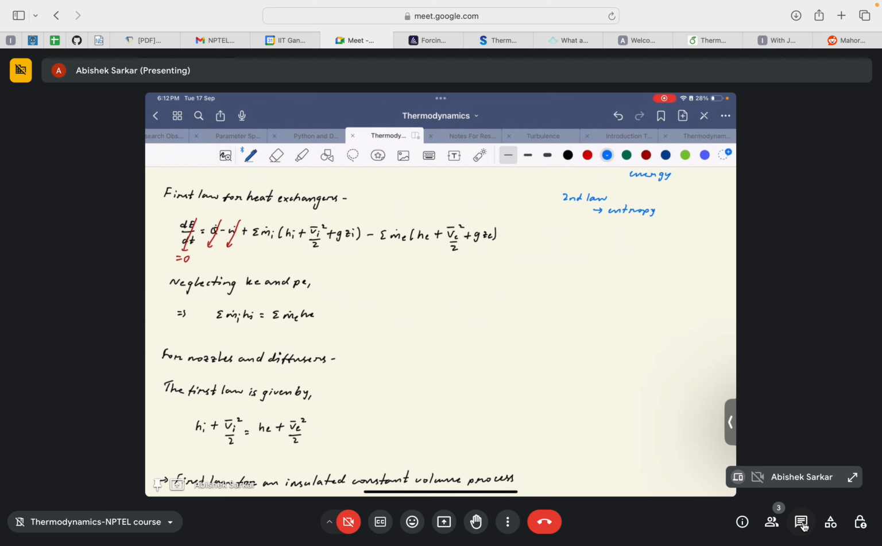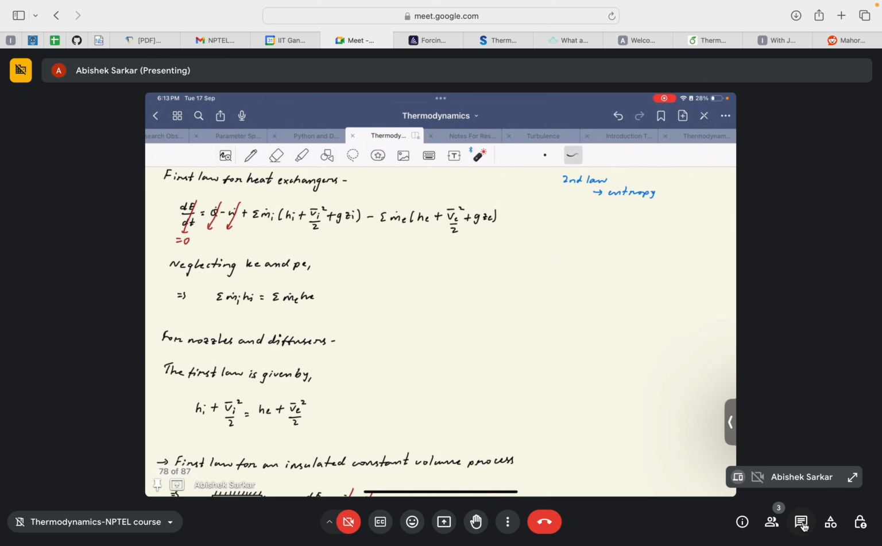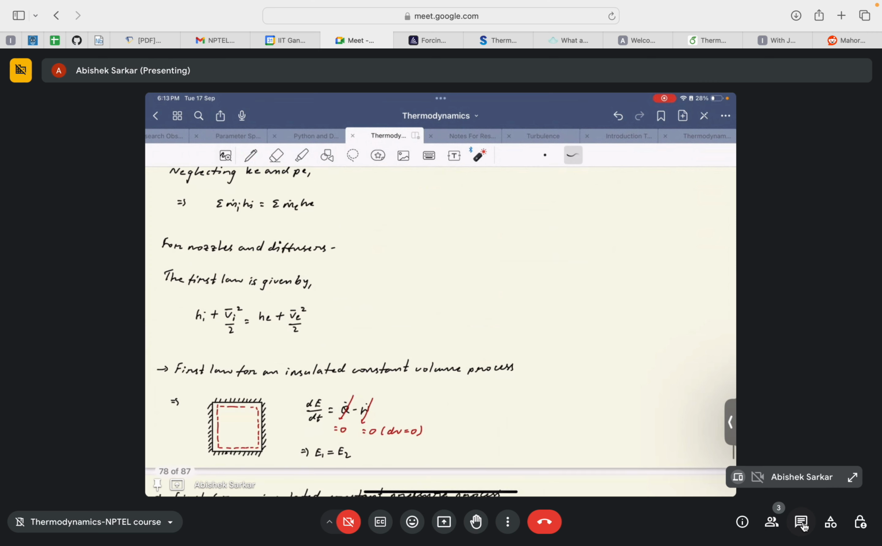So we briefly go through the first law of thermodynamics just as a recapitulation, to understand what the first law is and what conclusions we can obtain from it. For heat exchangers, we get that the summation of m_i dot h_i is equal to the summation of m_e dot h_e. This was the conclusion from the first law for the heat exchanger, basically the first law for a steady flow process, popularly known as the steady flow energy equation.